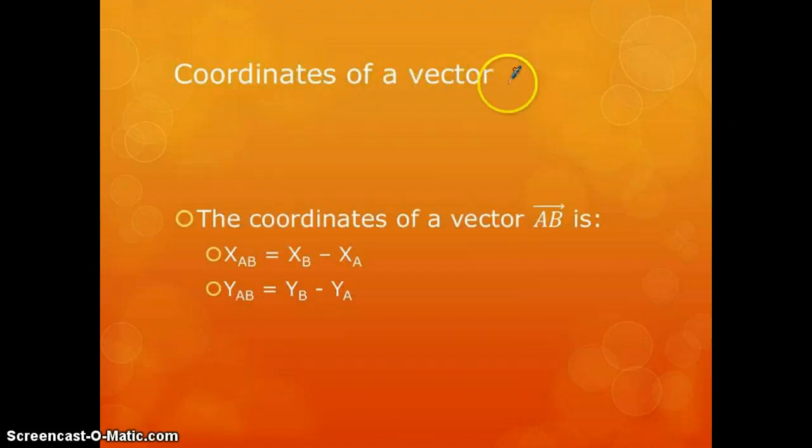The coordinates of a vector in a coordinate system. The coordinates of a vector AB are: x of AB equals x of B minus x of A, while y of AB equals y of B minus y of A. Let us discover what these are.